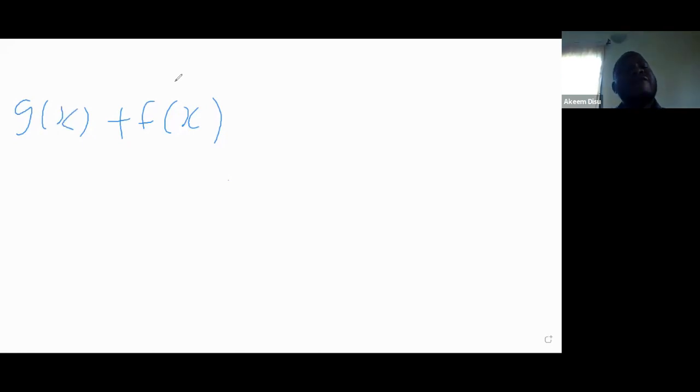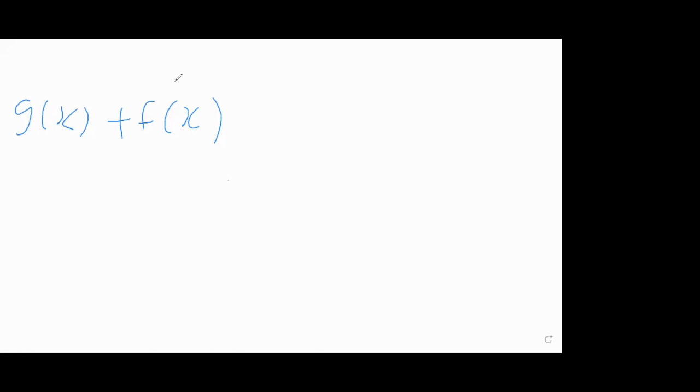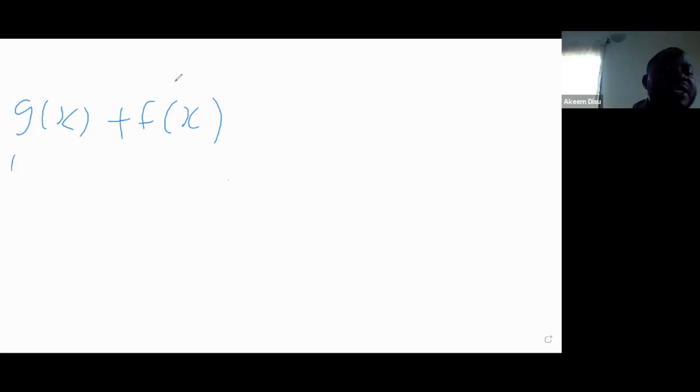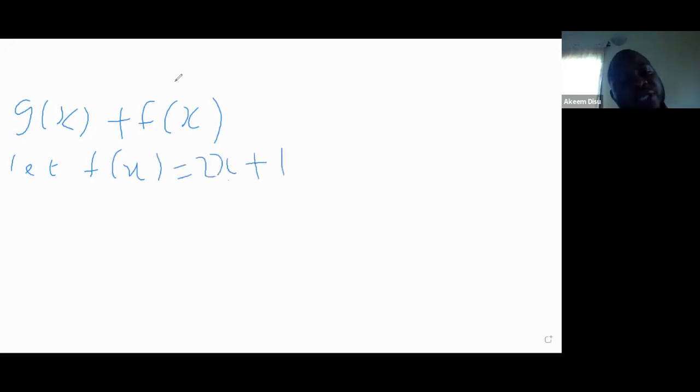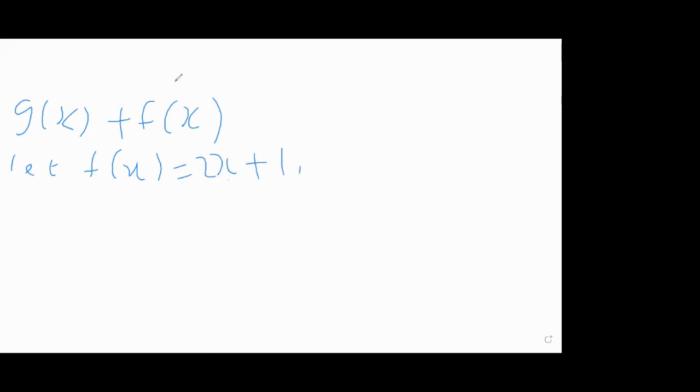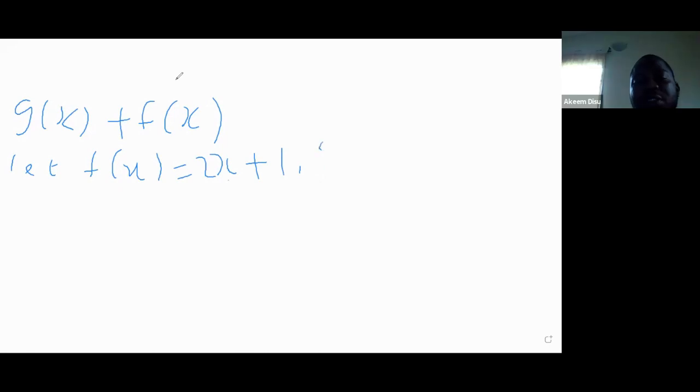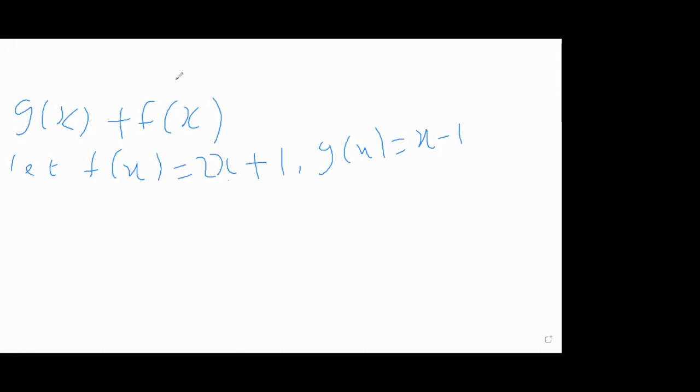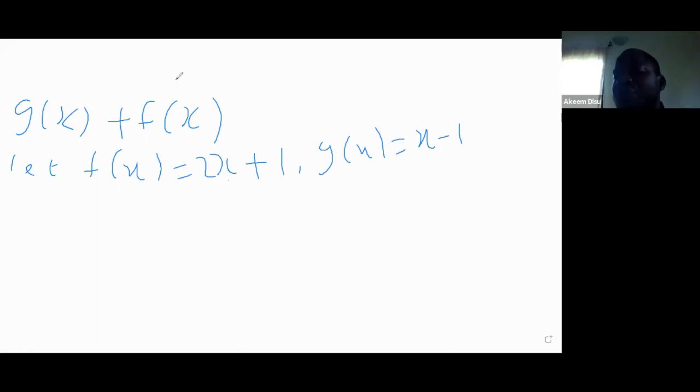When we have functions like this combined together, we get a new function. Let f(x) = 2x + 1 and g(x) = x - 1. If you sum the two functions together, it gives us a new function. That's why we say combination of functions.